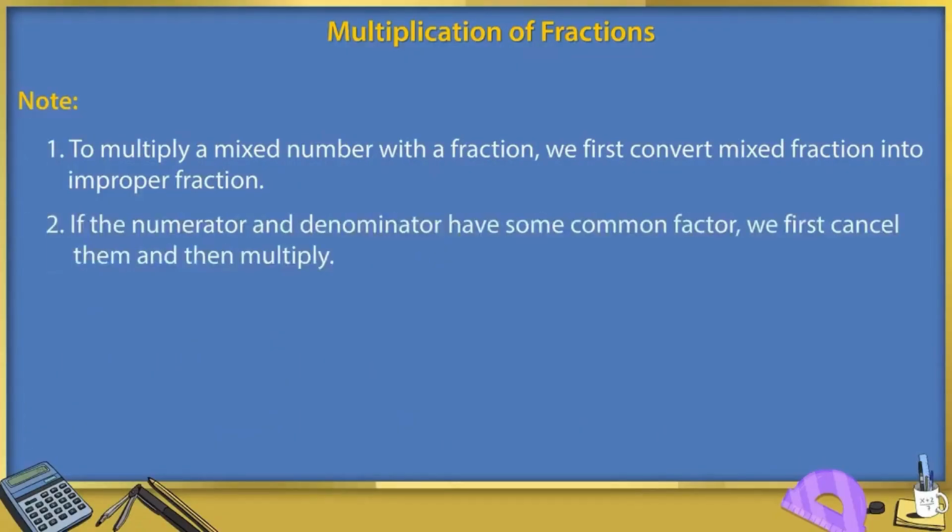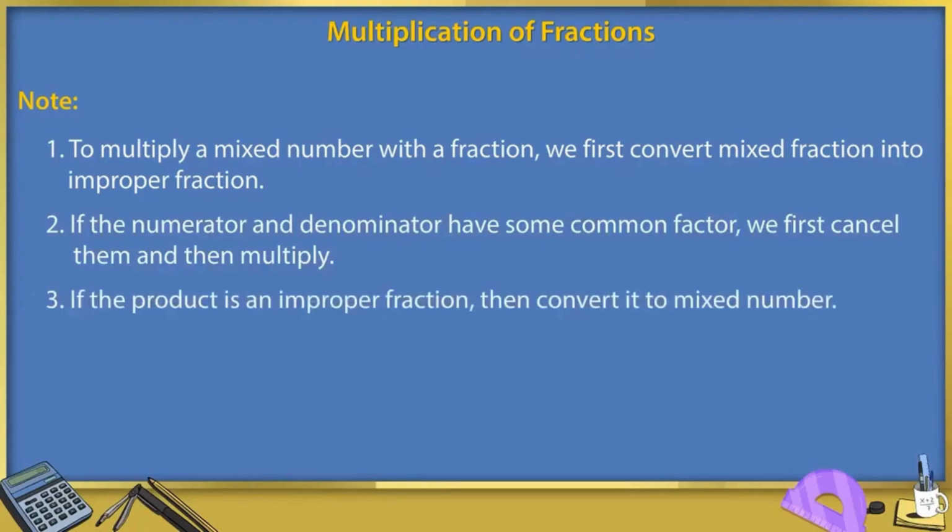2. If the numerator and denominator have some common factor, we first cancel them and then multiply. 3. If the product is an improper fraction, then convert it to a mixed number.